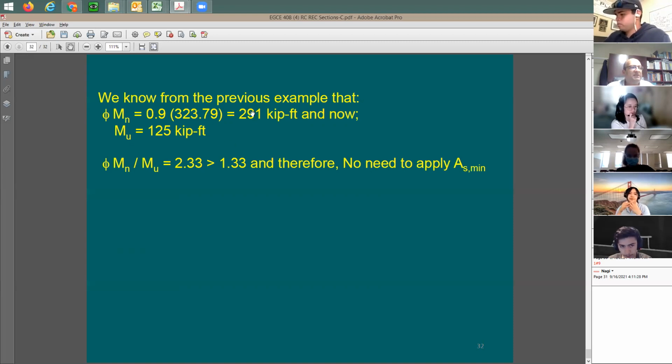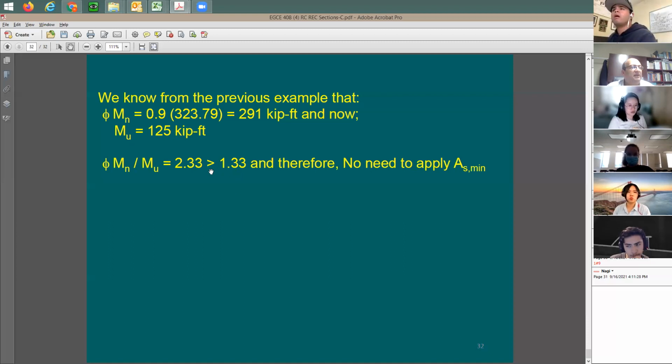The moment capacity provided is going to be 291 and the demand is 125. Now, what's the ratio between the two? It's going to be 2.33 times. Meaning the capacity I have here is like 2.33 times the demand. This can be more than 4/3 or 1.33. So actually, I don't really need to check this AS minimum. If this makes sense, right?